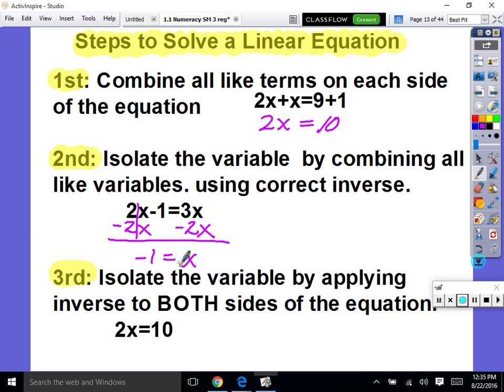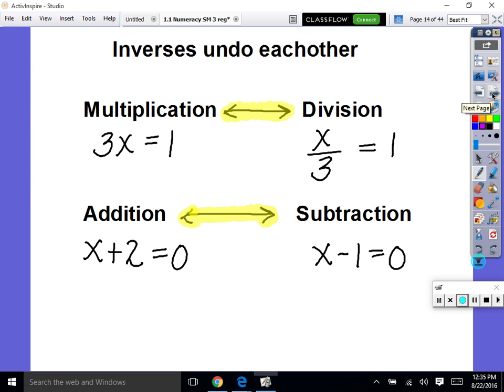Third, isolate the variable completely by applying the proper inverse. So we have 3x is equal to 10, so we divide both sides by 3. Now I just want to remind you what inverses do. They undo each other. Multiplication undoes division, and division undoes multiplication. So we're going to get our variable alone by applying inverses. Addition undoes subtraction, subtraction undoes addition.